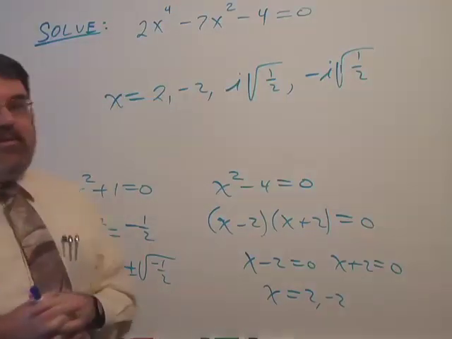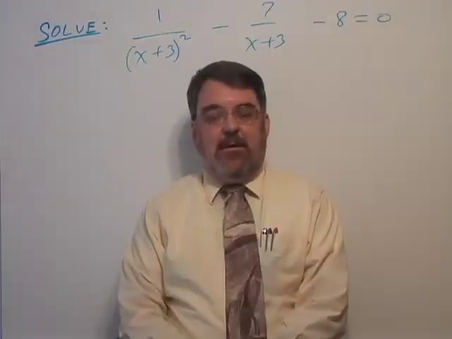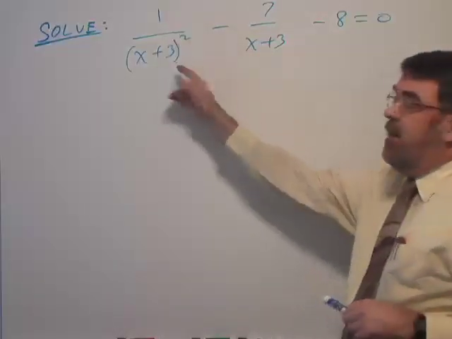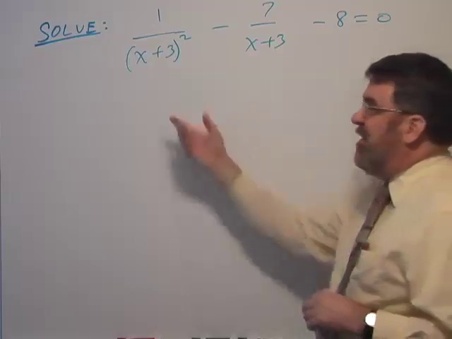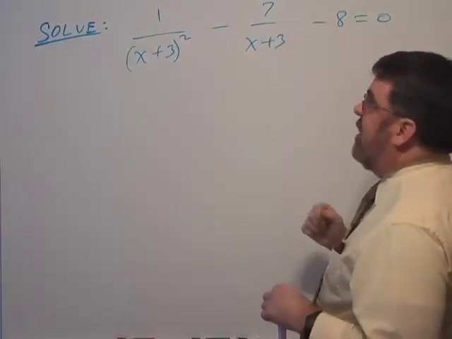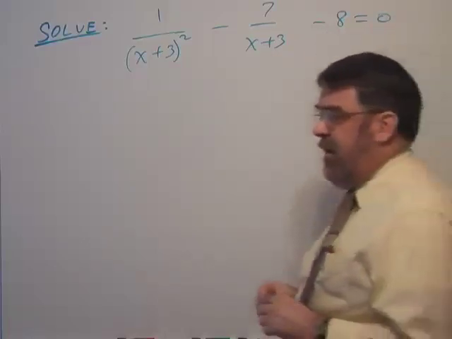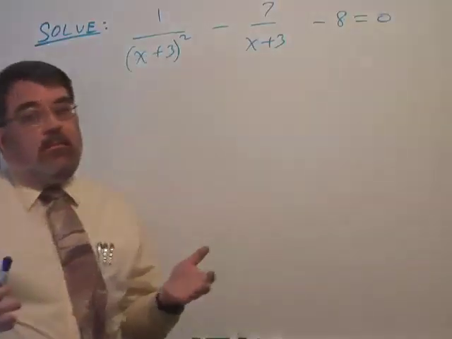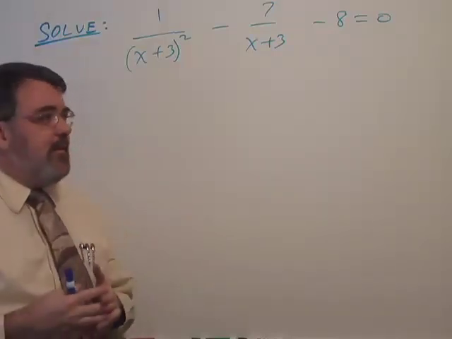So let's do another problem here. Our next example involves fractions, and I'll read it. 1 over x plus 3, quantity squared. When I say quantity squared, that means it's in parentheses and it's been squared. Minus 7 over x plus 3, minus 8 equals 0. Now this will turn out to be a quadratic form. And what is our base variable? Well, it will turn out to be the fraction 1 over x plus 3.